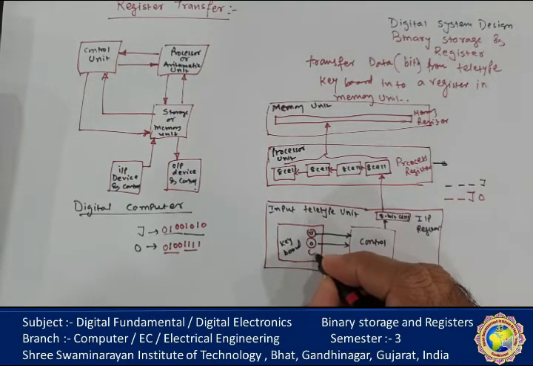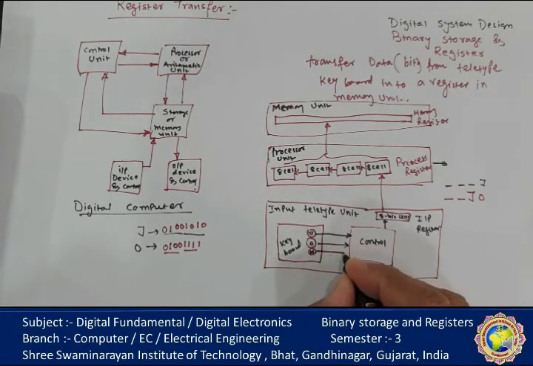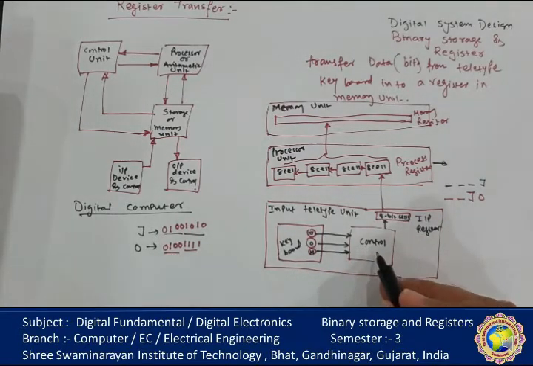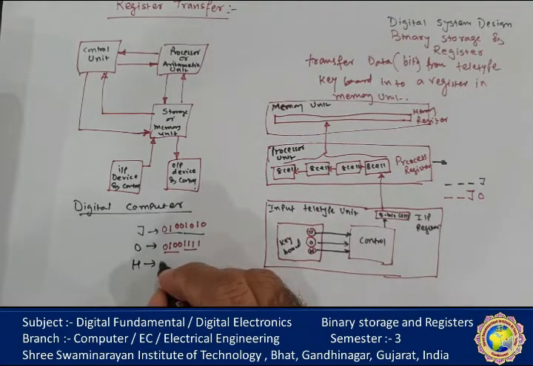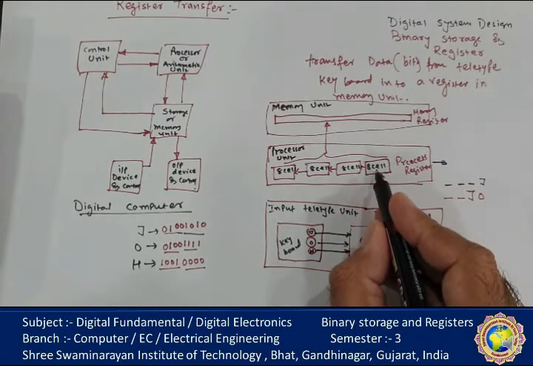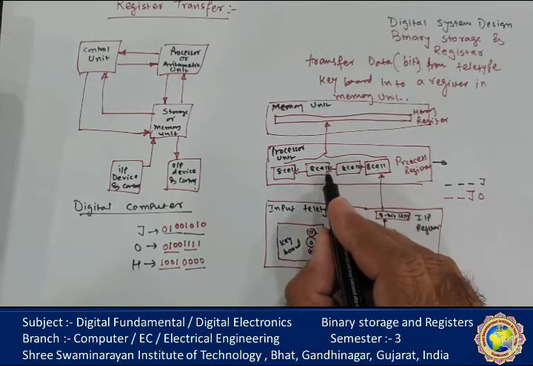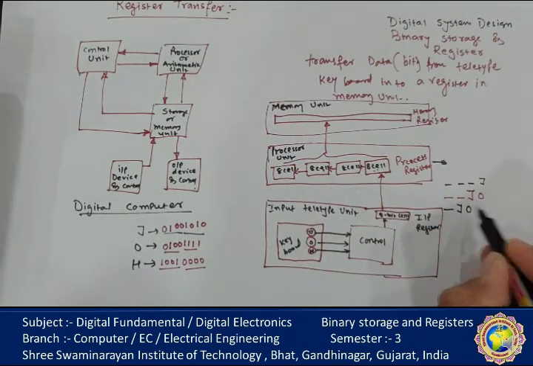The third key pressed is H. H will be sensed by the control unit and converted into its ASCII code, which is 1 0 0 1 followed by all 0s. Now in this clock, J is here and O is here, so J is transferred on, O is transferred to the second position, and H will be stored here.